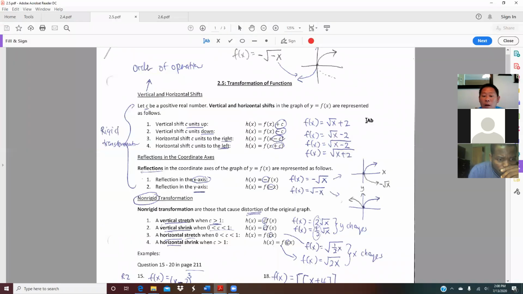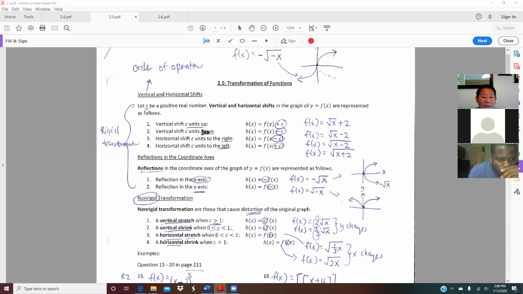All right, so when we talk about transformation, this is very important. We use this in chapter 3, 4, 5, as I mentioned. So do not forget this. You need to know this. So one is vertical. We call it vertical and horizontal shift.